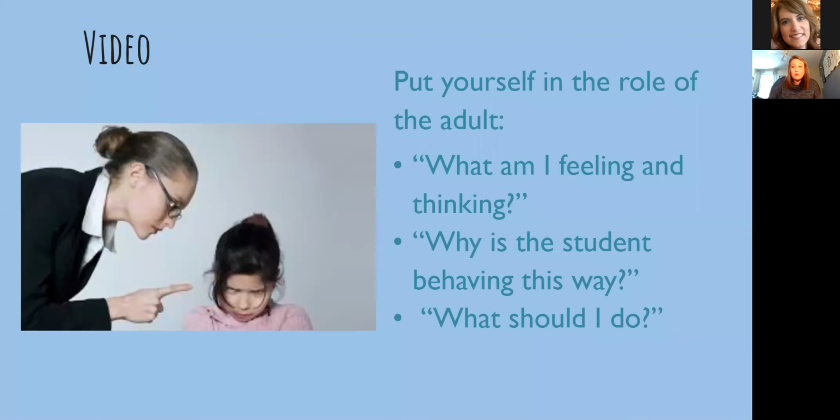So next we are going to practice this, right? What I want you to do is we're going to watch this video clip. It's a short clip. And what I want you to do is put yourself in the shoes of the staff member. So don't put yourself in the shoes of the student. You are the staff member. And while you're in that role, I want you to think, what am I feeling and thinking? Why is the student behaving this way? And what should I do? So think those 3 questions. You can jot them down quick if you want to. We'll come back to it, but think about it through the lens of the teacher. What am I feeling and thinking? Why is the student behaving this way? And what should I do?